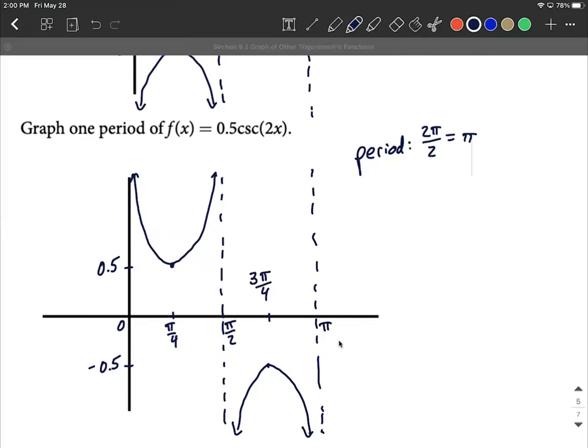All right, so we got all of our labels, got a nice sketch of this graph. I hope this helps out as you're working on these problems, trying to get nice graphs of cosecants.